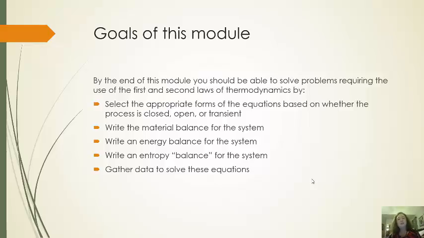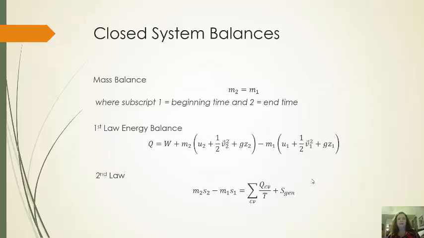And then write a material balance for the system, write an energy balance for the system, and write an entropy balance for the system. Gather data necessary to solve these equations. Okay. So let's look at the three different types, closed, open, and transient. A closed system, the mass balance simply is that the mass at the beginning equals the mass at the end.